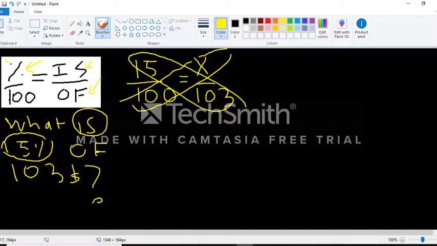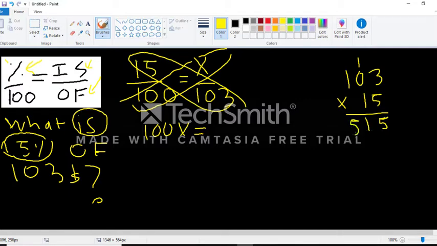So 100 times x is 100x. And 103 times 15 is, well, we're going to have to solve that. You guys could solve on your calculator if you like. I'm just going to multiply 103 times 15. And so 5 times 3 is 15. I'm going to regroup the 1 up there. Carry the 5 down here. 5 times 0 is 0, plus 1 is 1, and 5 times 1 is 5.